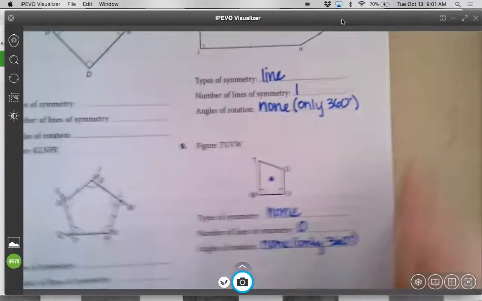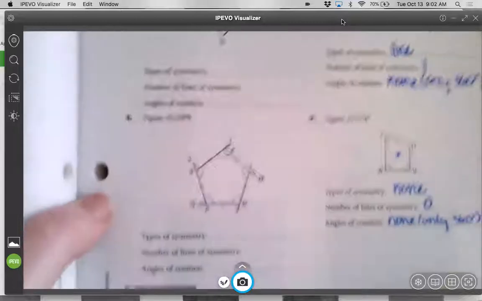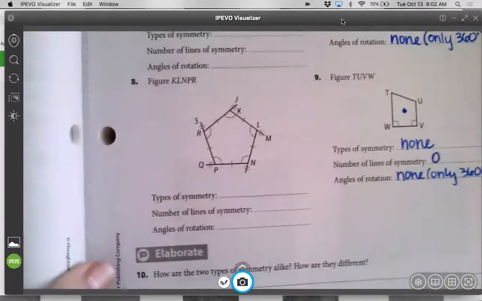Now let's look at this one. Number 8 is one of my favorite ones, because it really makes sure that you understand the fine details.